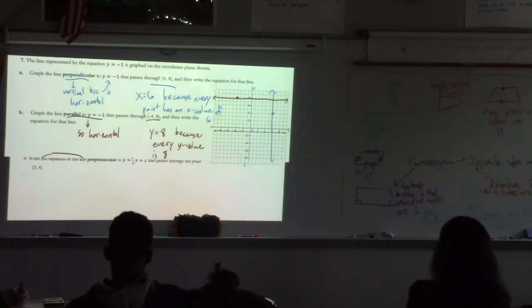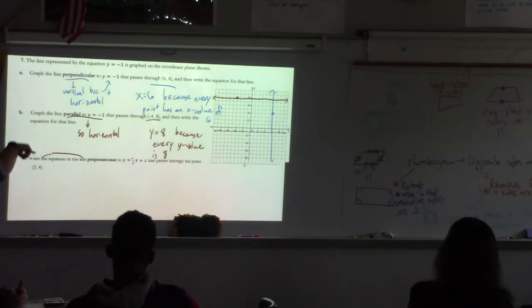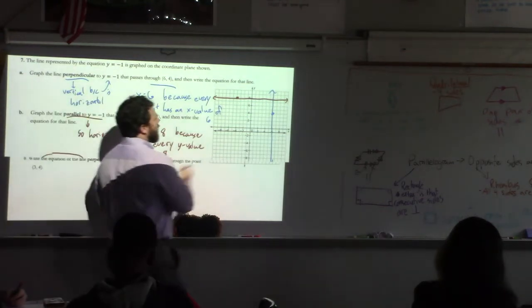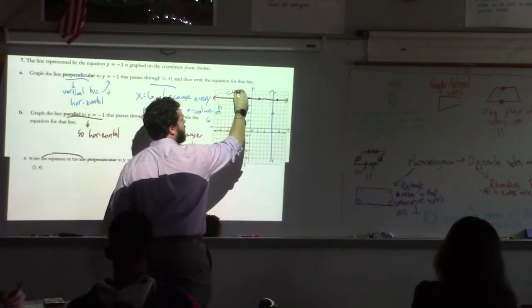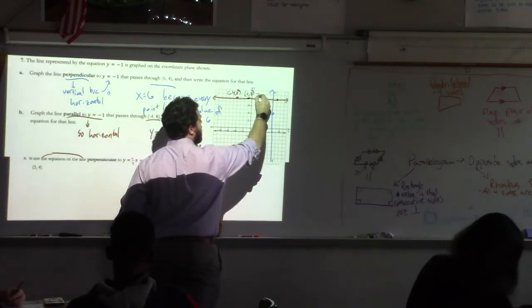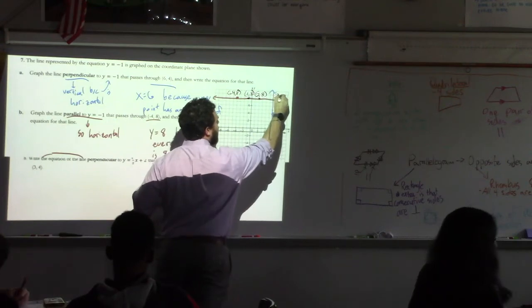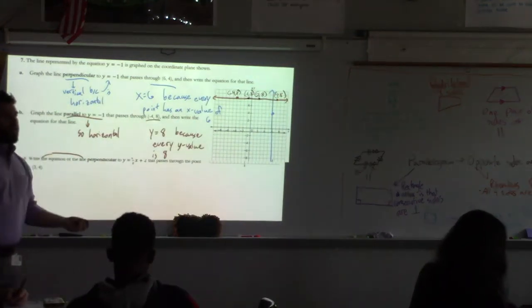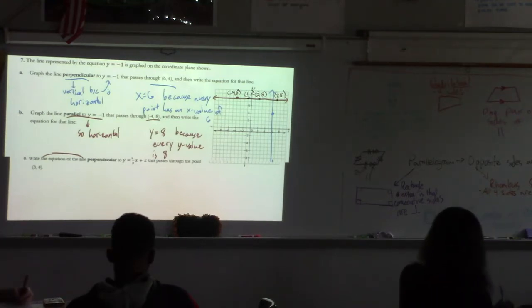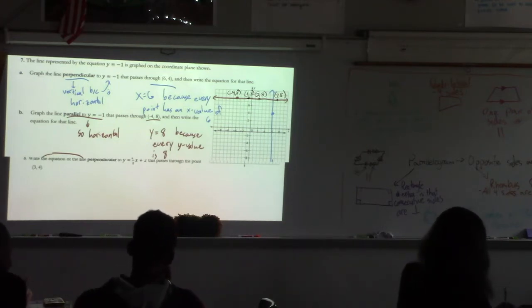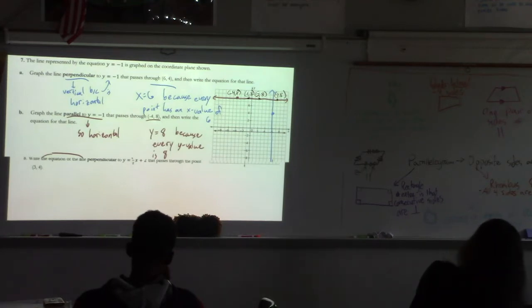Part B, graph the line parallel to y equals negative 1 that passes through negative 4, 8, and then write the equation for that line. So that's horizontal and y equals 8 because every y value is 8. Notice I drew those lines in there, and then I identified, even if I didn't write it out, pick any point, right, Maddie? This is what you were asking about earlier? I'm just identifying any points, but what I should notice about every point is that the y is 8. If the y is always 8, the equation is y equals 8. If the x was always negative 3, the equation would be x equals negative 3. Right? So those are things you want to keep in mind.